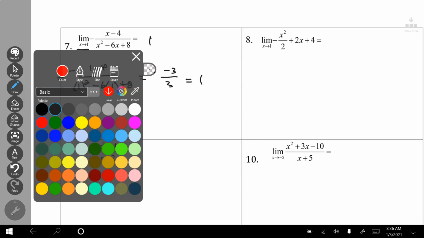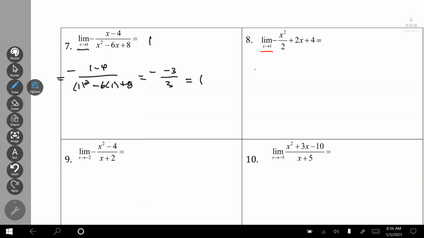I'm going to plug in 1 here. I get, don't forget that negative sign. 1 squared over 2 plus 2 times 1 plus 4. I get negative a half plus 2 plus 4. I get 5.5 as my result.